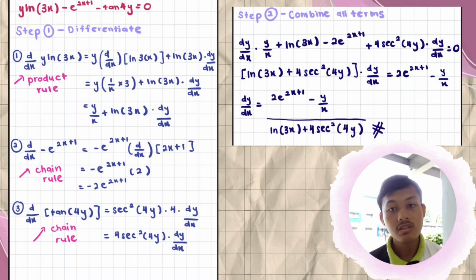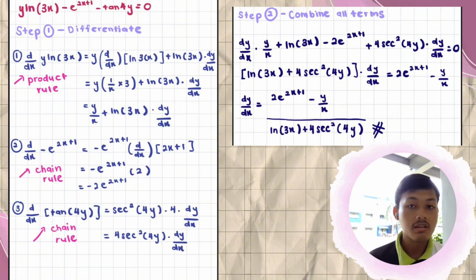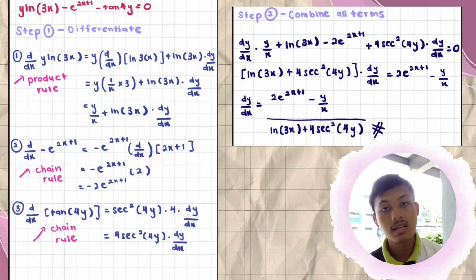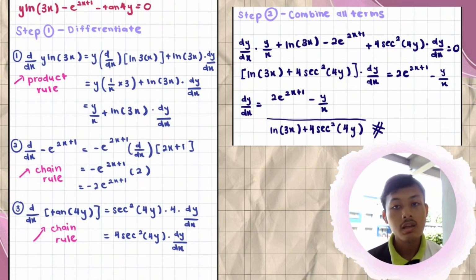For the first term, which is y ln 3x, we apply d/dx and we have to use the product rule because there are two functions. So y times d/dx of ln 3x plus ln 3x times dy/dx. When we differentiate ln 3x, it produces 1 over x, and it becomes y times 1 over x plus ln 3x times dy/dx.